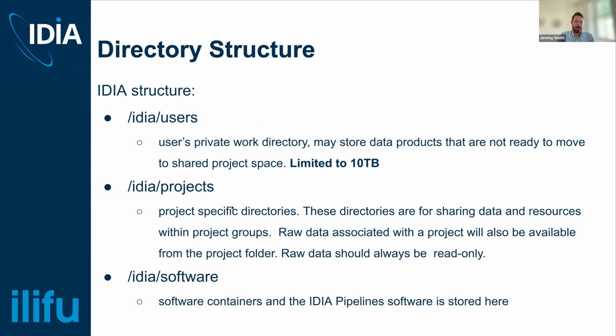The project folder is generally for sharing data and project resources within project groups. So key project activities and output should be stored at this location. Raw data associated with projects is also accessible from the project directory. Raw data for the IDEA group is generally read-only to prevent modification or deletion. And then there's also the software folder, which will contain software containers associated with IDEA or other IDEA-specific software, like the pipeline process Meerkat, for example.